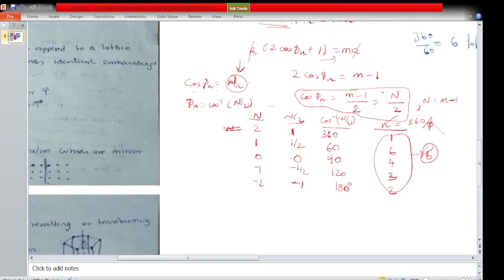So the possible values of n can be obtained such that cos phi n lies between minus 1 and plus 1. You can see the cos phi n values. Cos phi n is n by 2. So these are the available values for cos phi n, and the values must be between 1 and minus 1. You can see cos theta has to vary from 1 to minus 1. And within this, we will not be having that five-fold.